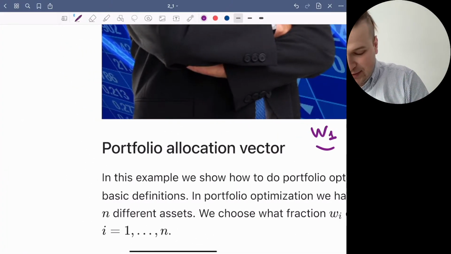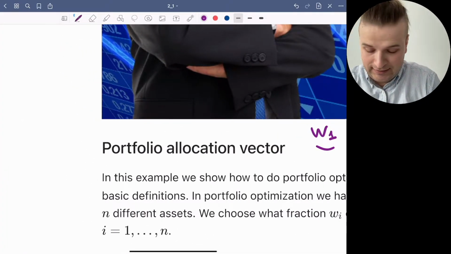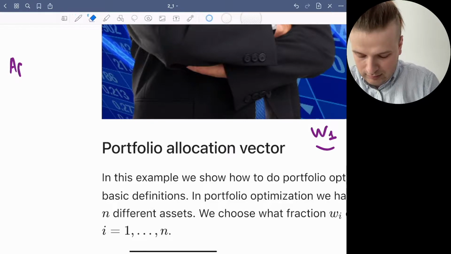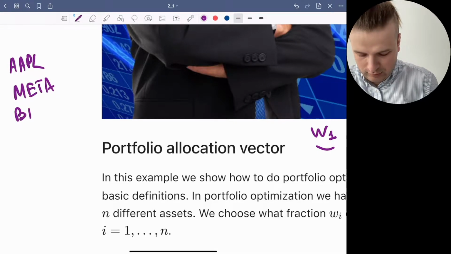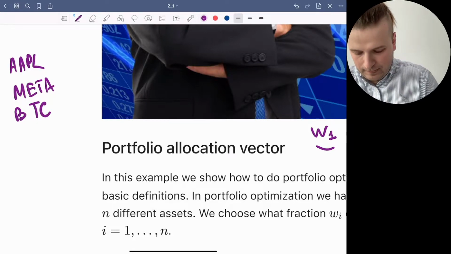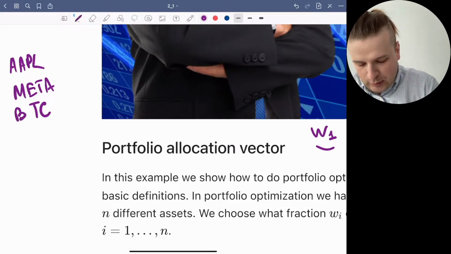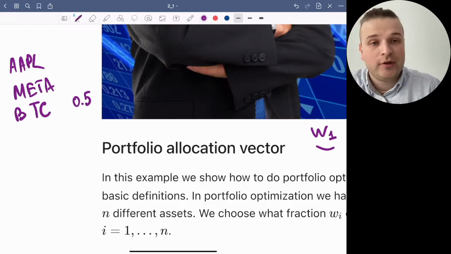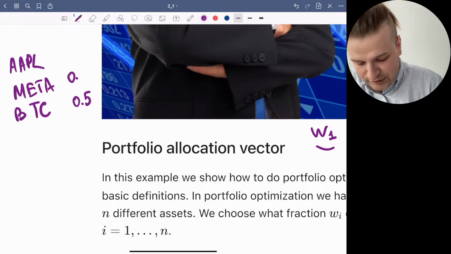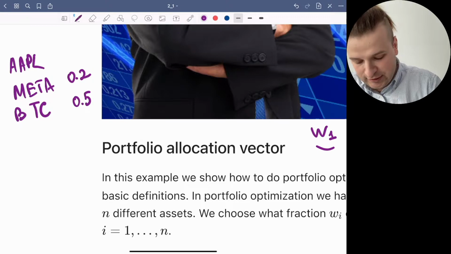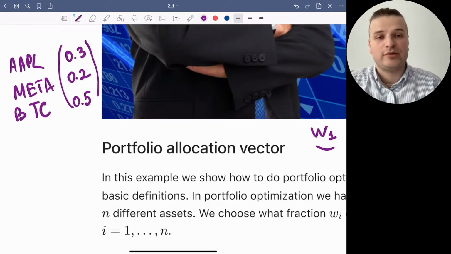Which means that, for a very specific example, suppose we are interested in investment in Apple, Facebook or Meta, and Bitcoin, BTC. So we will have three numbers. Say I would invest half of my portfolio in Bitcoin, like 20% to Facebook, and the rest, which is 30%, to the Apple company.